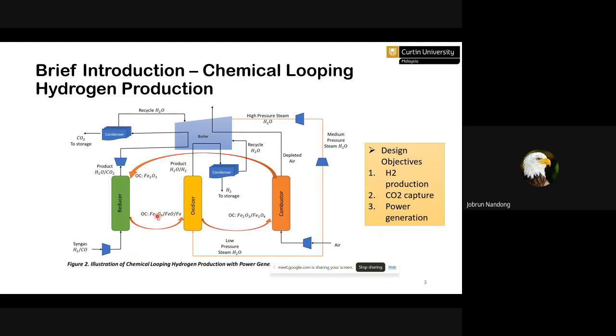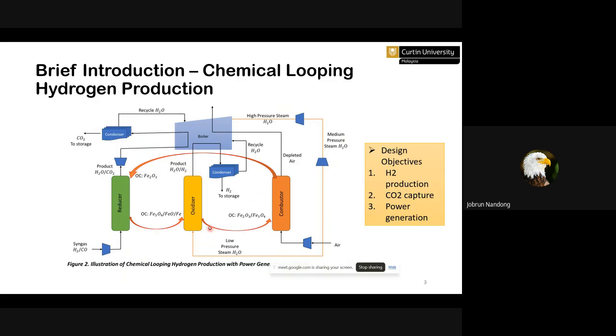Now this reduced oxide will be sent to the oxidizer. What we feed to the oxidizer is steam. The steam will react with this reduced oxide and produce hydrogen. So here we have hydrogen as well as water, and water can be separated from hydrogen by condensation. Similarly, here we also have products, in this case H2O and CO2. How can we separate CO2 from water? We can just use condensation to do that. It's much cheaper this way in terms of gas separation.